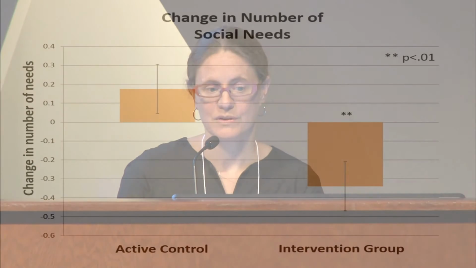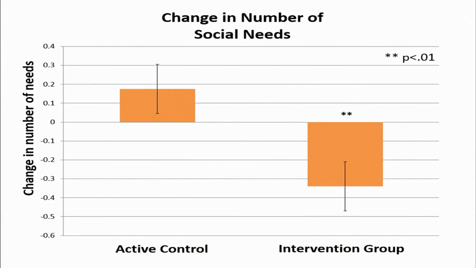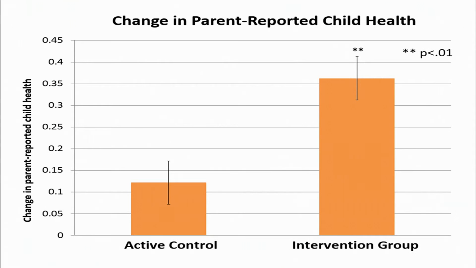So this graph shows a significant decrease in the number of social needs. So we actually did what we were aiming to do. So you see the intervention group results on the right and the active control condition on the left. Over half of the patients in our intervention group averted at least one social need, and many averted more than that. Great. We also found a significant improvement in a 5-point scale of parent-reported child health in the intervention group on the right in comparison to the active control.